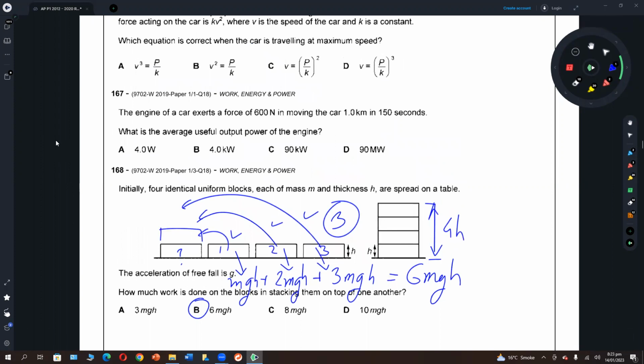187, the engine of a car exerts a force of 600 newtons in moving the car 1 kilometer in 150 seconds. What is the average useful output power of the engine? पावर का फॉर्मूला होता है वर्क अपॉन टाइम. Power is work upon time, which means F d upon t.